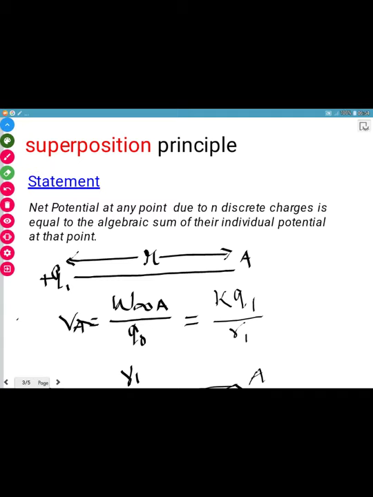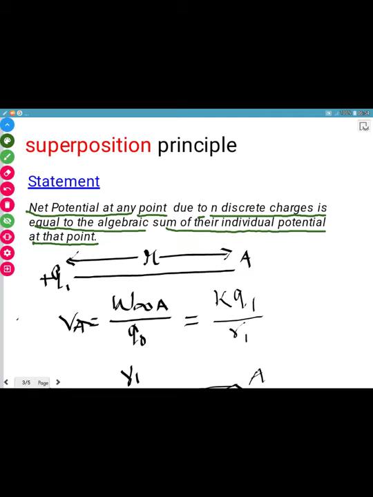First of all, let's see what the statement is. The net potential at any point due to n discrete charges is equal to the algebraic sum of their individual potentials at that point.